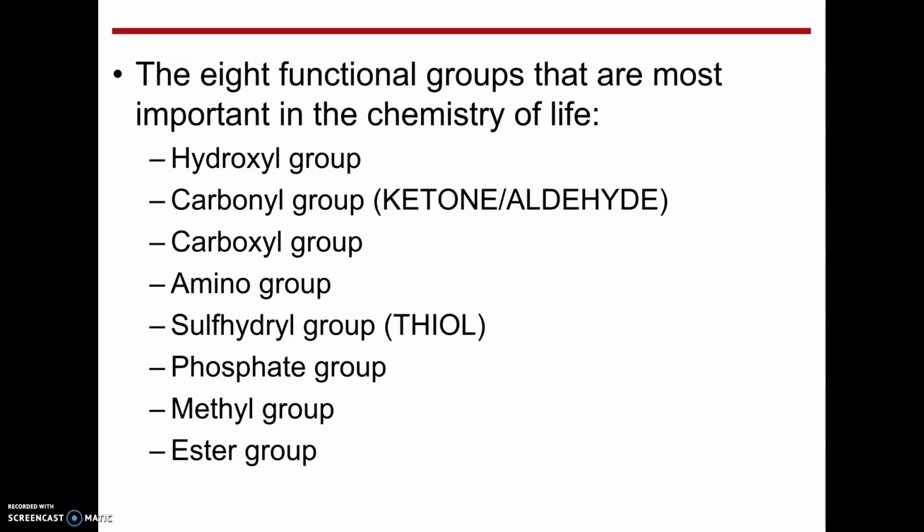And there are 8 of them that we're going to talk about in here, and you will not need to be able to draw them, but you will need to be able to recognize them. And not only recognize them just by themselves, but associate them with the proper organic compound. So these are them: hydroxyl, a carbonyl, which is, there's 2, ketone and aldehyde, carboxyl, amino, sulfhydryl, also called a thiol, phosphate, methyl, and ester.